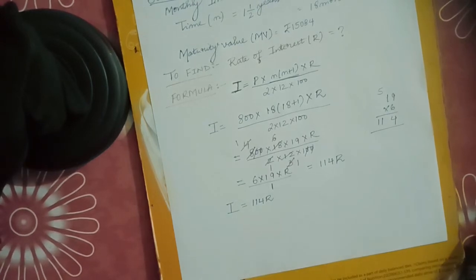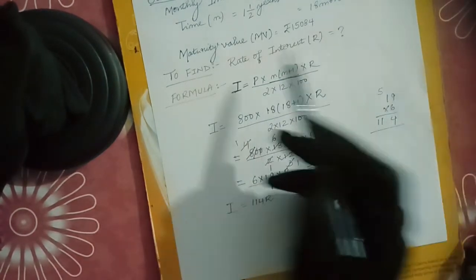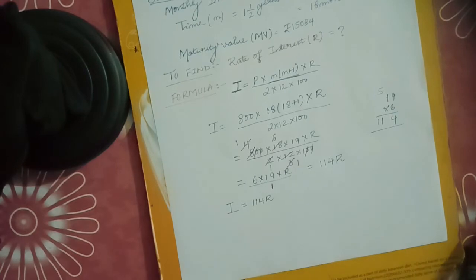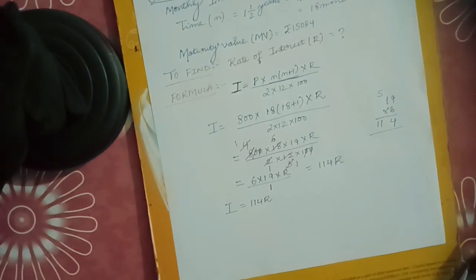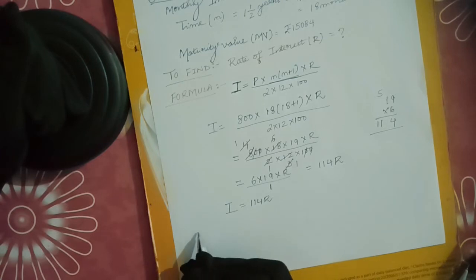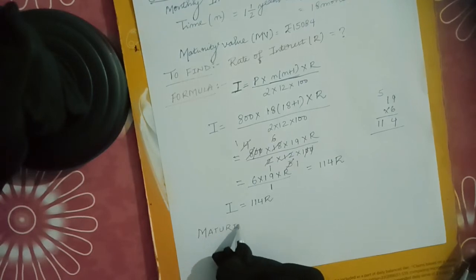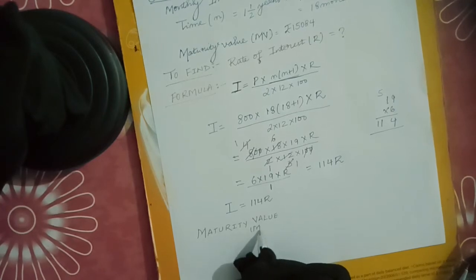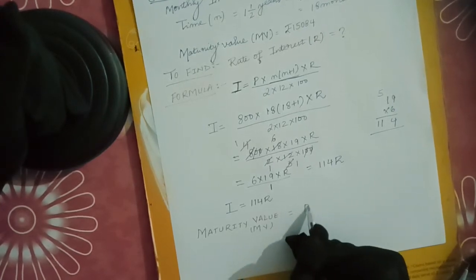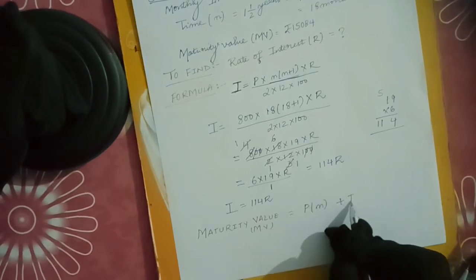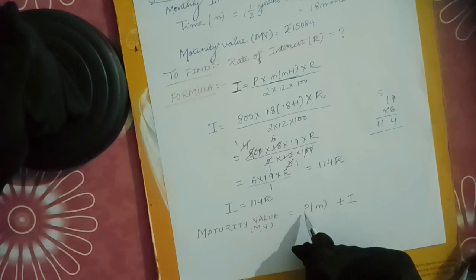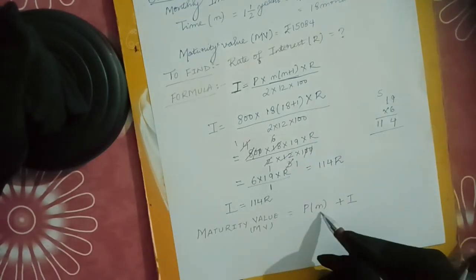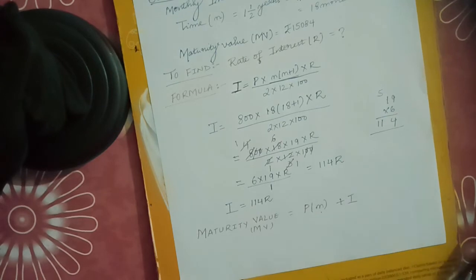Clear? Now we have to find the value of R, but we don't know the value of interest. We know the value of maturity value. So we will put the formula for maturity value. And what is the formula for maturity value? Maturity value, which we also write as MV, is P into N plus I. And we know the respective terms. P is for monthly installment, N is for the time period, and I is for interest.